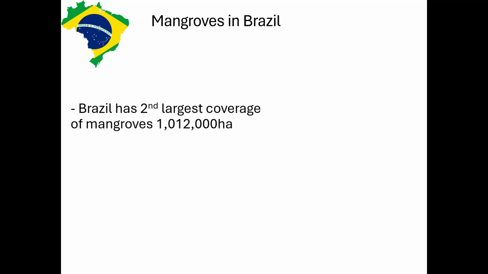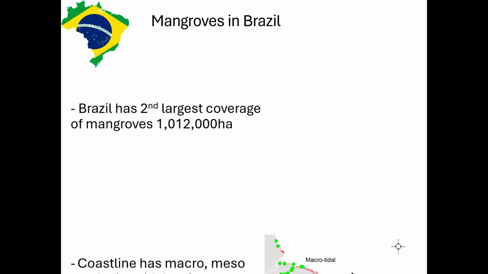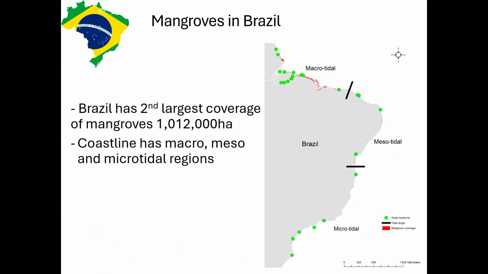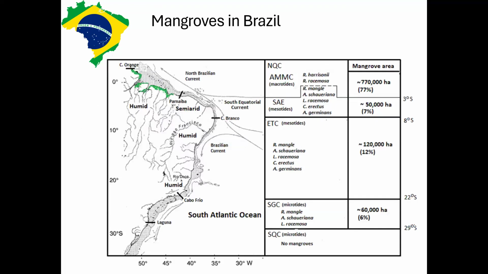Okay. Now, I mentioned I would talk about Brazil, and I've focused down a little bit on Brazil in this talk. Brazil's got the second largest coverage of mangroves, about 1 million hectares, depending on which study you look at. You've got a really varied coastline: macrotidal up in the north, mesotidal in the northeast, and then microtidal down in the south. And from that, you can break it down into a range of different areas.